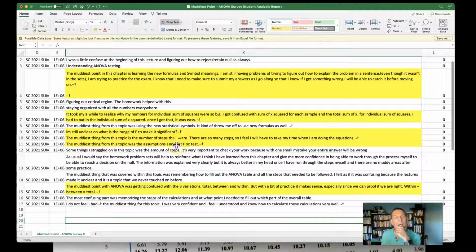Let's see. Number of steps. So many steps. Have to take my time. Again, just remember to enter your answers one at a time. Assumptions and post hoc tests. Don't worry about those. Not going to be tested on it. So if you're confused on that, that's okay.